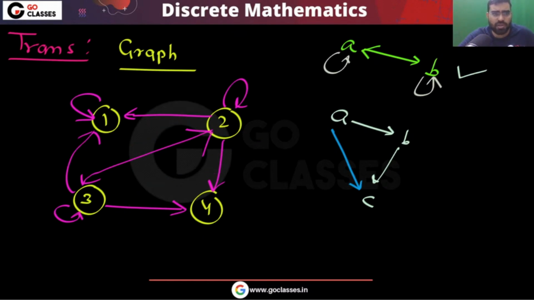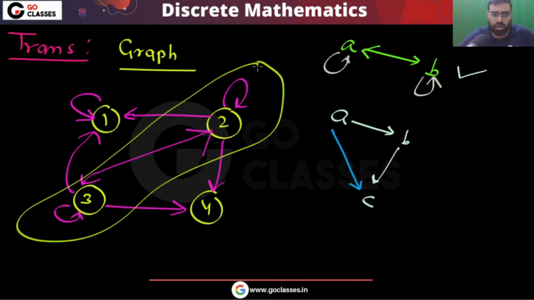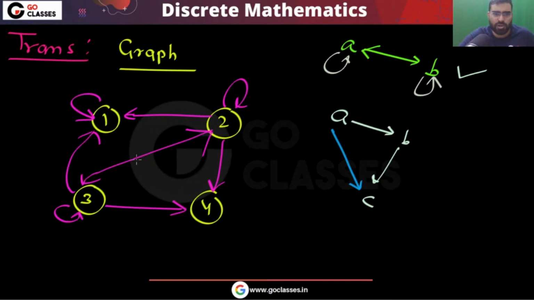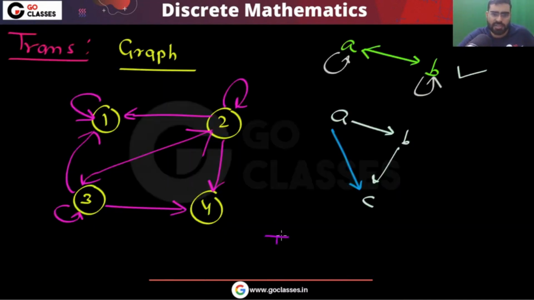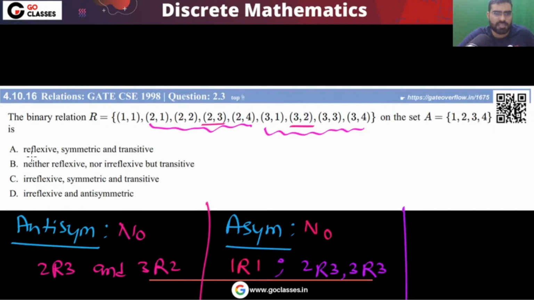You can easily see here that 2 is related to 3, 3 is related to 2, 2 has a self loop, and 3 has a self loop. So this is satisfied. You can also see that 3 is related to 2, 2 is related to 4, and 3 is related to 4. Similarly, 2 is related to 3, 3 is related to 4, and 2 is related to 4. So all these properties are satisfied, and this relation is transitive. Finally, I can say the answer is: not reflexive, neither reflexive nor irreflexive, but transitive. So the answer will be option B.